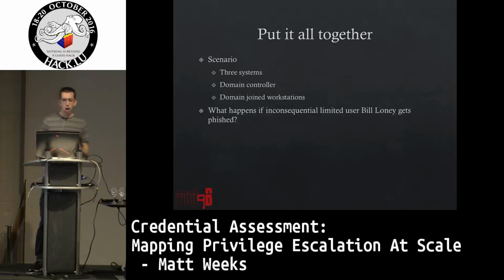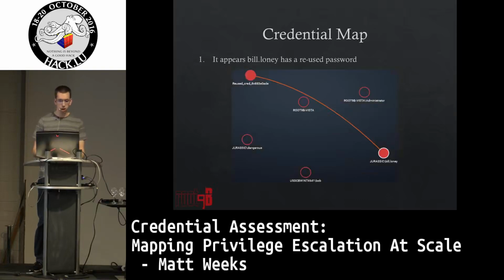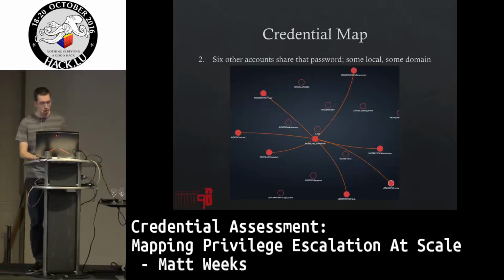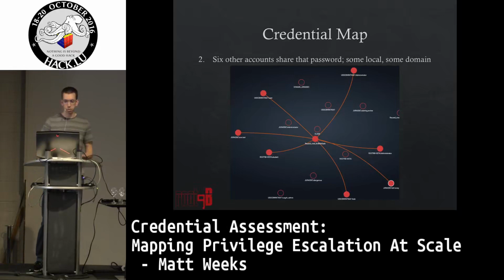So to put it all together, as an example, we have 3 systems here with a domain controller and domain joined workstations. And we're going to say what happens if Bill Loney, who is just a random user on the network, opens up a phishing email and his account gets compromised. So the first thing we do when we pull this up, after having run a scan and collected all the information, is we see Bill Loney has no rights to anything. So there's no link from him to any of the systems. However, there is a link to a reused credential node, which means he is sharing a password. So who else is sharing that password? Well, in this case, 6 other accounts share the password.